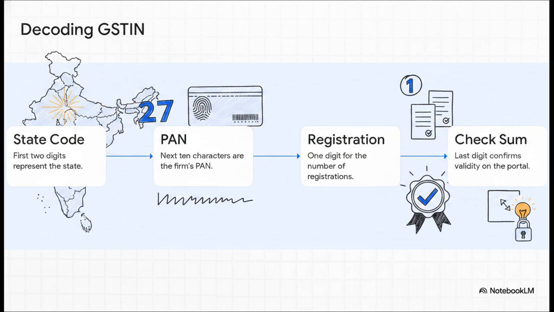For instance, seeing the number 27 instantly tells us the firm is registered in Maharashtra. Step 2, the next 10 characters are actually just the PAN, the permanent account number of the firm or dealer. Step 3, 1 single digit showing how many registrations the firm holds. And finally, step 4, the last digit is a checksum digit, which just confirms the code is valid when typed into the GST portal. See? Beautifully logical once you break it down.